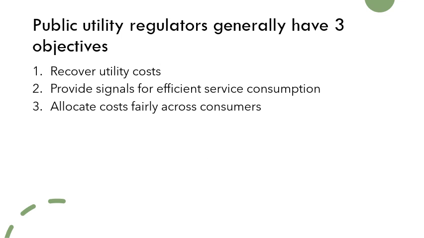Public utility regulators generally have three objectives. One, they want to recover utility costs. They want to cover the costs of producing the electricity or providing water. Two, they provide signals for efficient service consumption. They want to send information to the consumers so that the consumers aren't using too much. And three, allocate costs fairly across consumers.